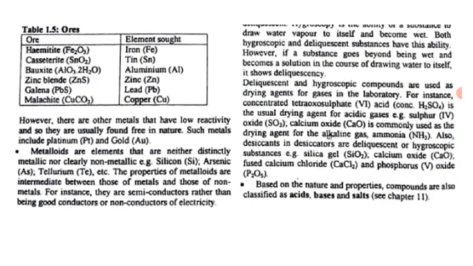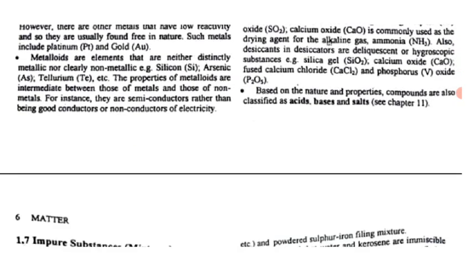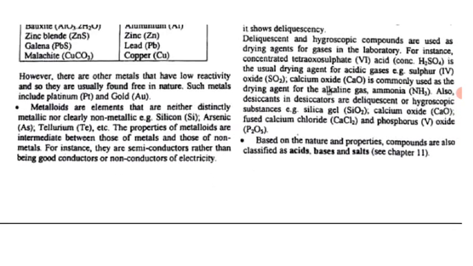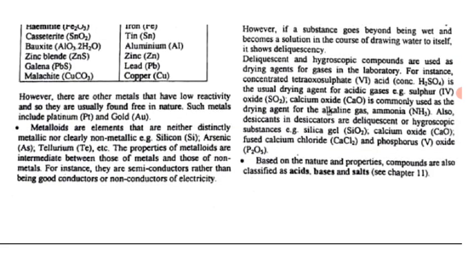Based on their nature and properties, compounds are also classified as acids, bases, and salts. I said it earlier: compounds, acids, bases, and salts. Acids have a pH lower than 7, they form acidic solutions. Acids are mainly formed by the non-metals, bases by the metals. Salt is just like a neutral, whereby acid and base neutralize each other. Acid plus base gives us salt and water.